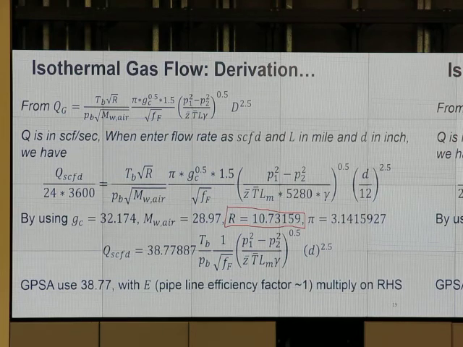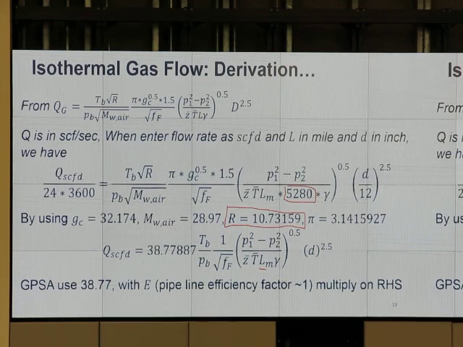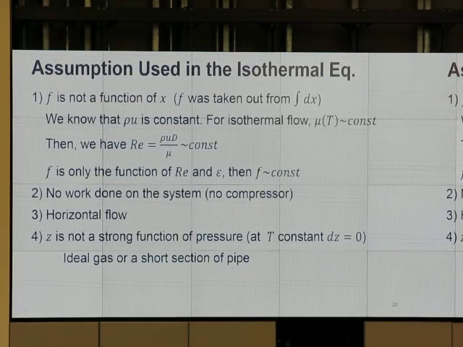Don't just use PSI, okay? It has to be PSIA. Everything is PSIA and T is in Rankine. L is in mile, because we try to put it in unit of mile. 1 mile has that many feet, 5,280. Okay, we have the equation already.